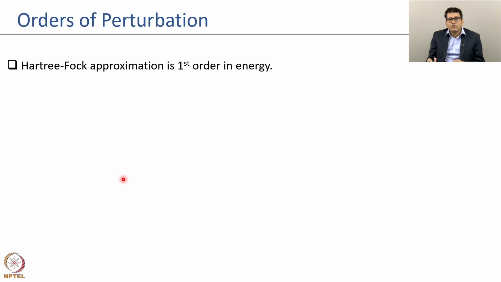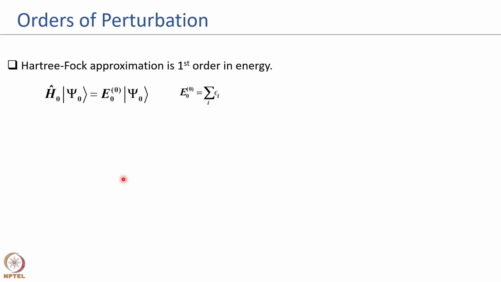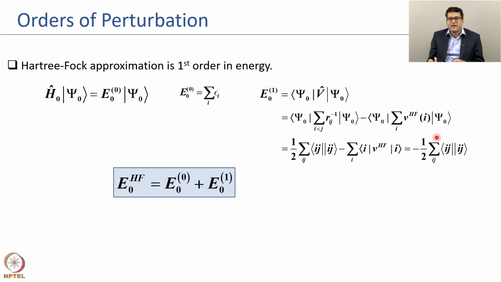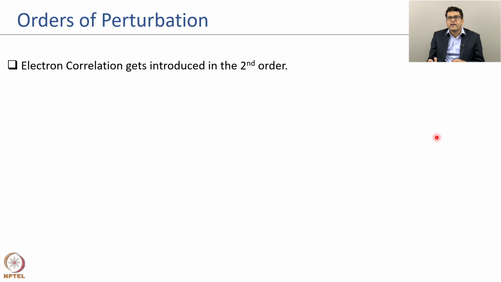Now, if I want to express these equations in orders of perturbation, the Hartree-Fock approximation is first order in energy. E0 is the summation of the eigenvalues of the Fock operator, and we know the Hartree-Fock energy is not the same as the summation of the eigenvalues, because of the double counting. This is my first order energy correction, like in any Rayleigh-Schrodinger perturbation theory. If I do the mathematics, this is what I get: minus half of the antisymmetrized ij integral, and if I add it to the orbital energies, that leads to my Hartree-Fock energy.